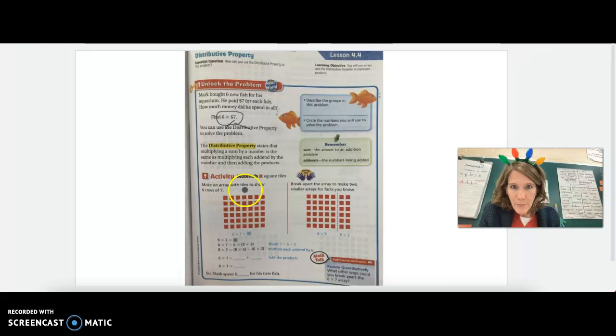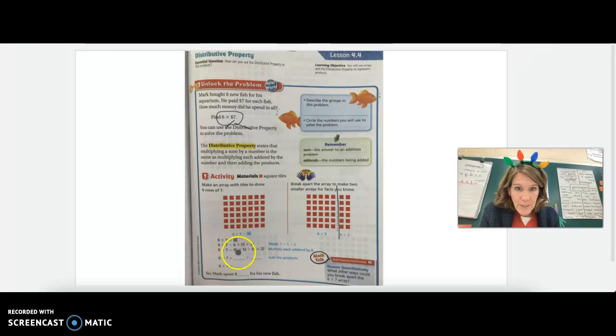Okay, so let's look at here. It says, make an array with tiles to show 6 rows of 7. So 1, 2, 3, 4, 5, 6 times 7. 6 rows of 7. All right, now break apart the array to make 2 smaller arrays for the facts you know. So, can you tell right here that they're going to break it into 6 times 5. They're going to break it right here. 6 times 5 and 6 times 2. Because I know my 5 times tables easily and I know my doubles.